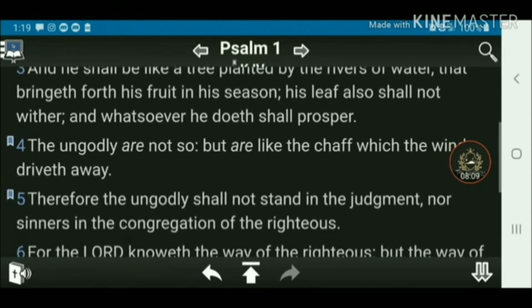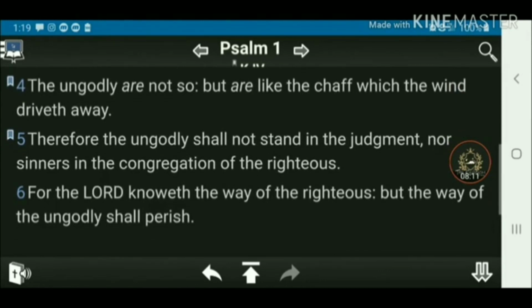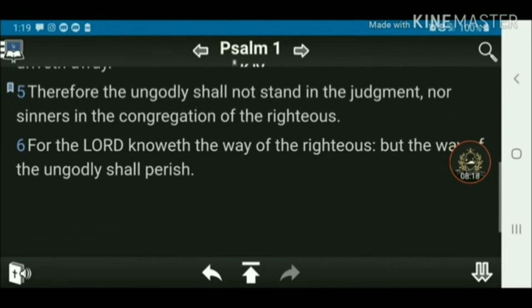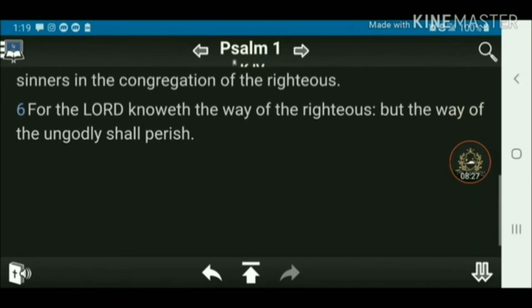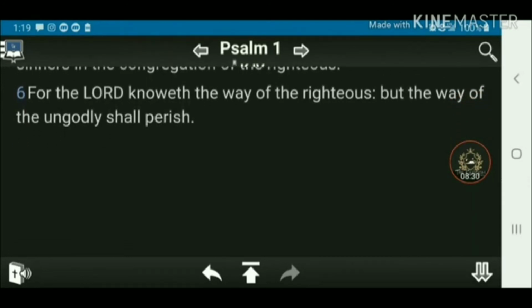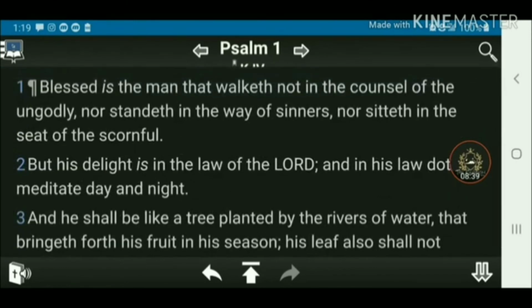The ungodly are not so, but are like the chaff which the wind driveth away. Therefore the ungodly shall not stand in the judgment, nor sinners in the congregation of the righteous. For the Most High knoweth the way of the righteous, but the way of the ungodly shall perish. And that should sum it up. Psalms chapter 1. The righteous will make it, the ungodly will perish.